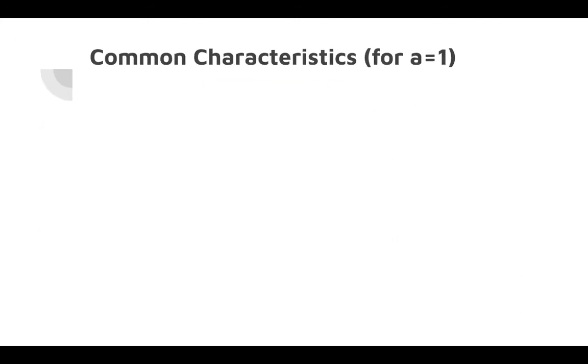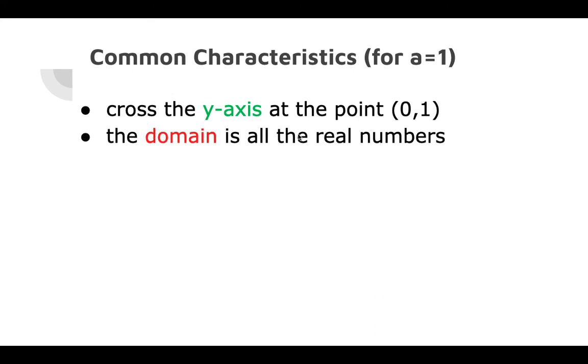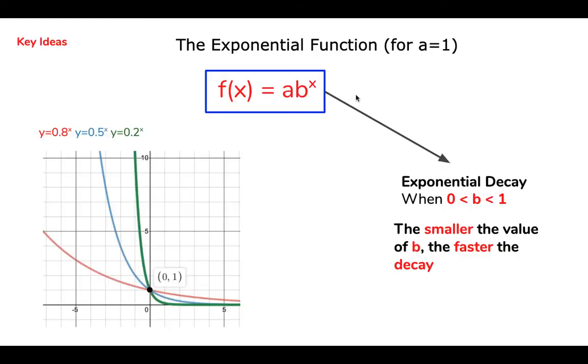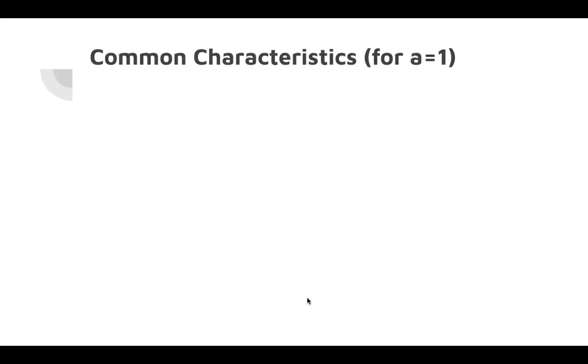Some common characteristics of these graphs, when a is equal to 1, they always cross the y-axis at the point 0, 1, or when y is 1. Okay? The domain is all real numbers, right? If we go back to those graphs, notice it's going to go forever in the negative x direction and forever in the positive x direction.